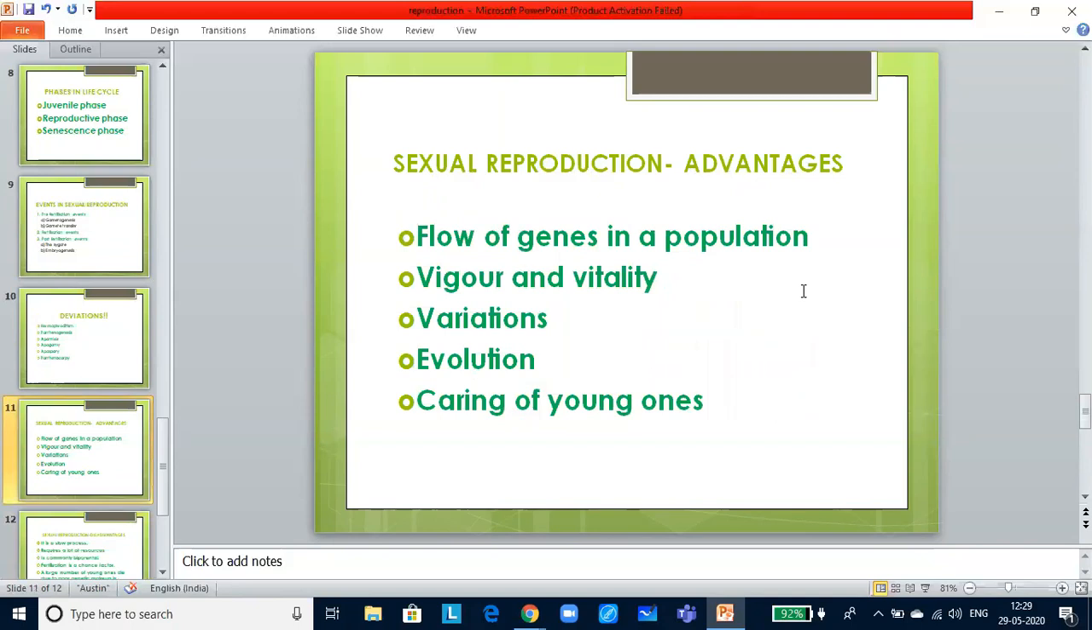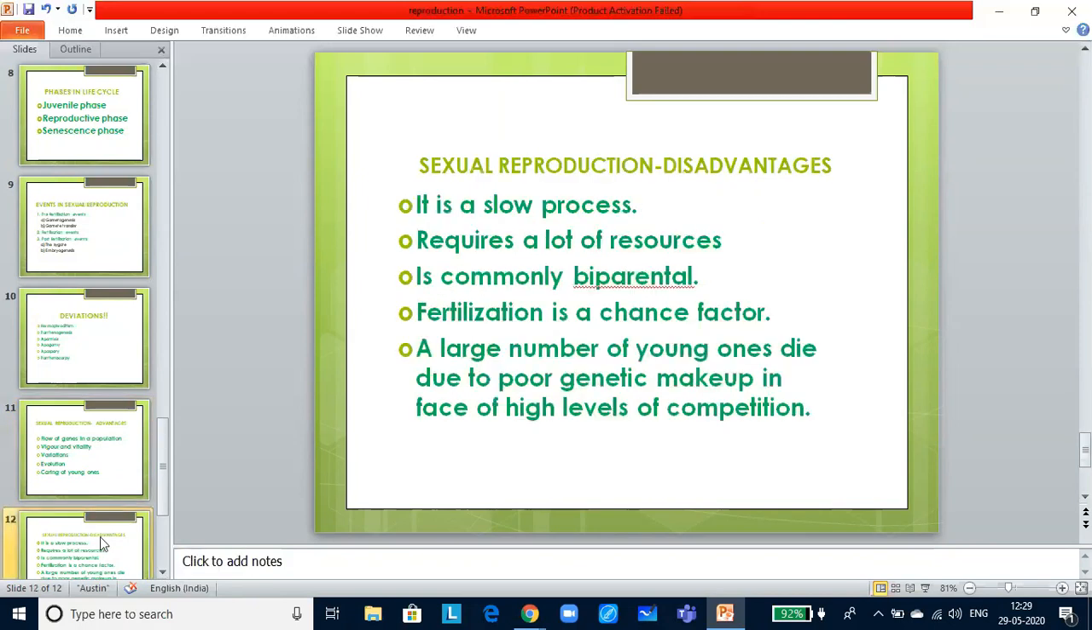There will be flows of exchange of genes. There will be vigor and vitality resulting in variations. Since there are variations, they become the raw materials for evolution, and caring of young ones is very high, especially in case of animals. Now, what are the disadvantages?